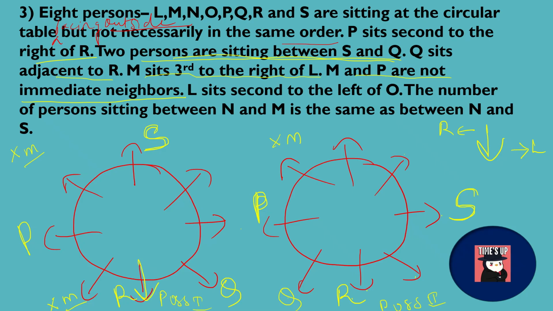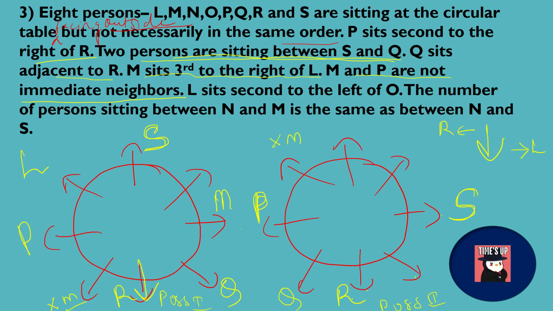If I place L here, suppose F L here, then 1, 2, 3, M will be here, correct in possibility 1. In possibility 2, what can happen? Where can I place M and L?